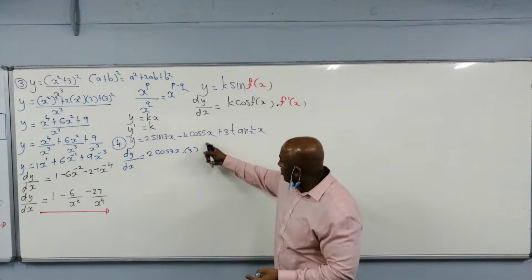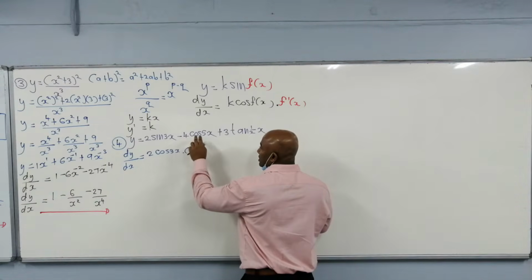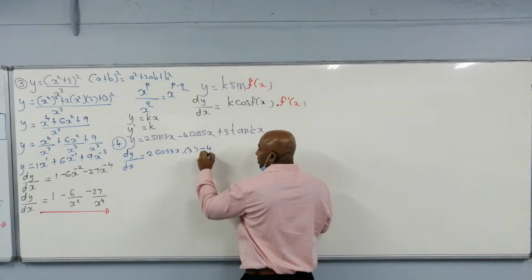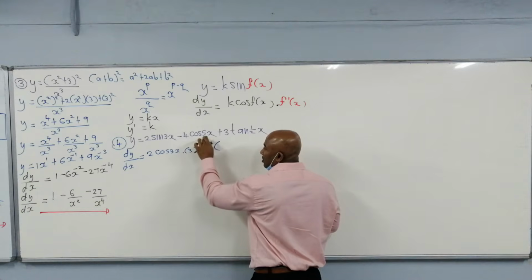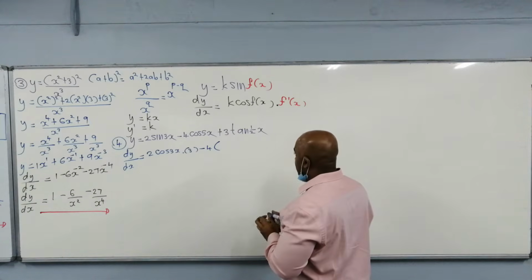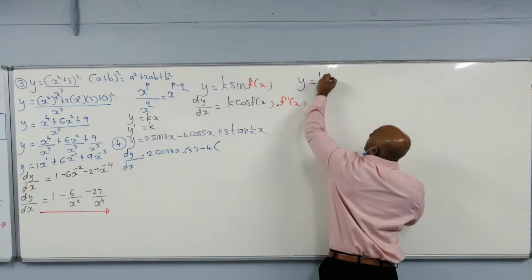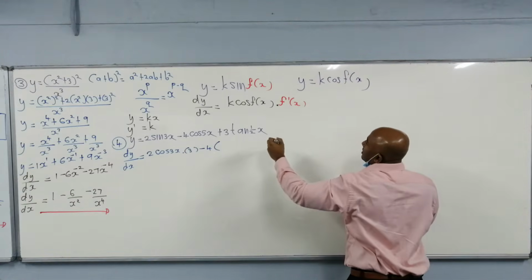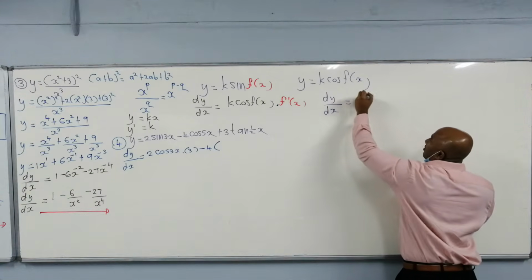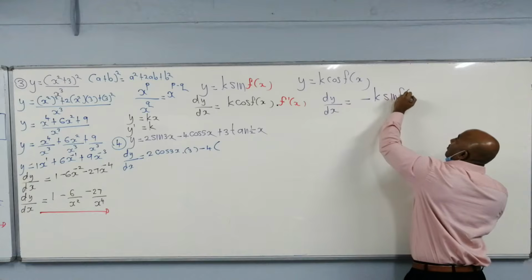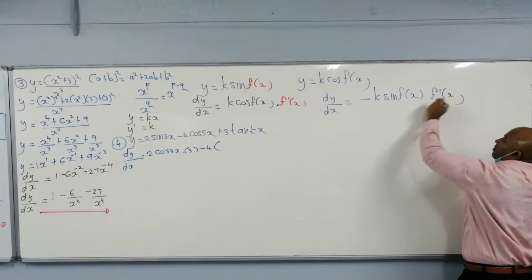So the same goes for cos. Look at your table of derivatives. Now I've got a minus 4 there. Remember it's minus 4 times cos 5x. So the derivative of cos, let me just write this down, since the table is not in front of you. If I've got y is equal to k cos f of x, then dy over dx is going to be minus k sine f of x. So the derivative of cos is minus sine times f prime x.